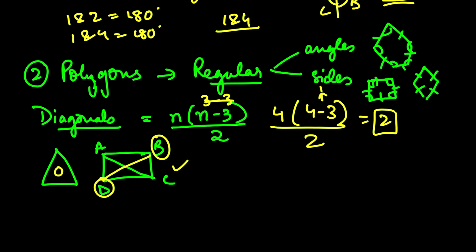You can try it with the diagonals for a hexagon and a nonagon and tell me in the comment section what your answer was. I'll have a look. Then the next one is interior and exterior angles.